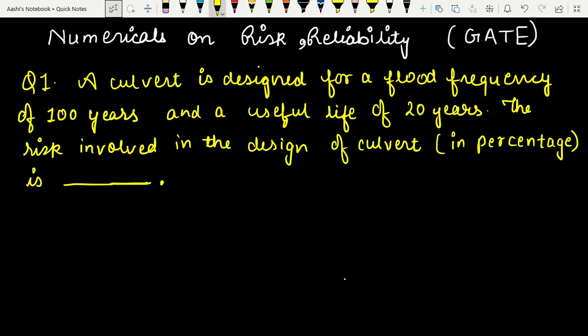So the first question for you is: a culvert is designed for a flood frequency of 100 years and a useful life of 20 years. What is the risk involved in the design of the culvert?